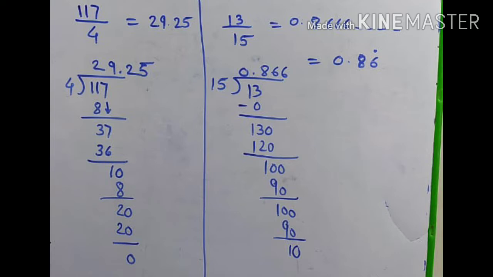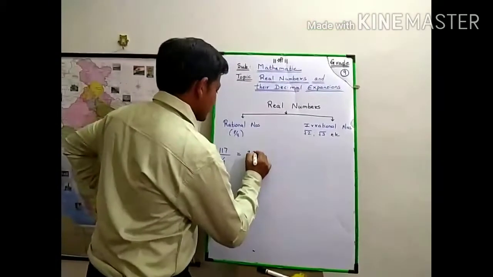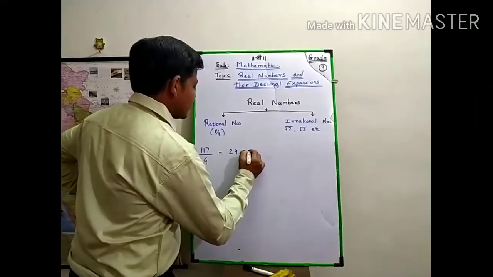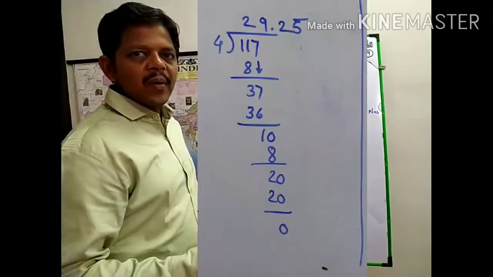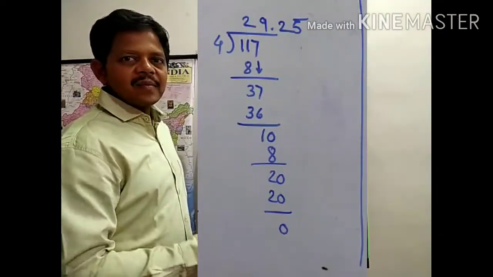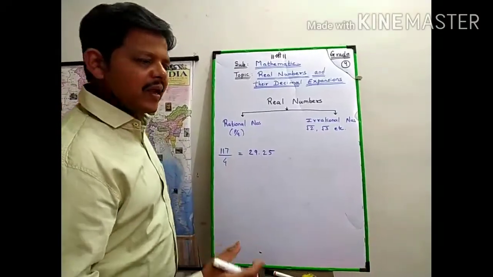Right now on your screen you can see we have taken two examples wherein we have divided 117 by 4. The long division is already shown to you. You can see that the expansion terminates. There is a remainder 0 and finally the answer we have got is 29.25 as the quotient and the remainder was 0. Whenever the remainder is 0, we say that the decimal expansion has terminated.